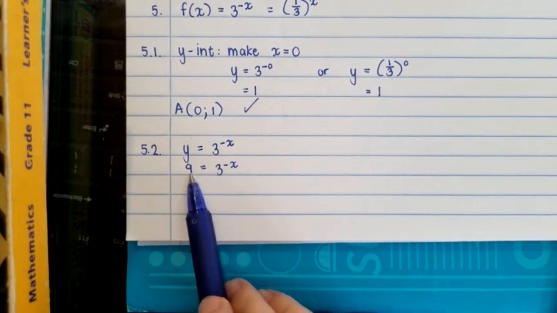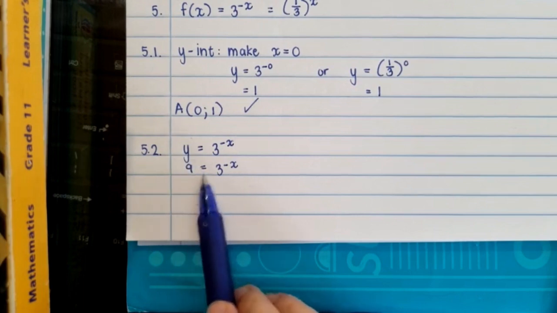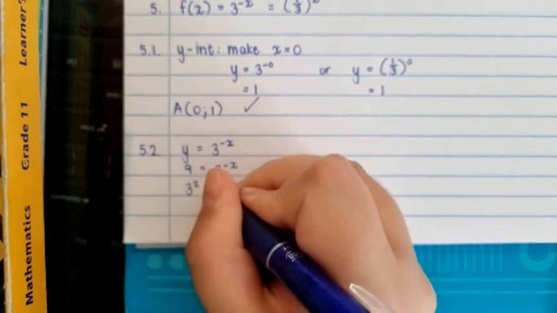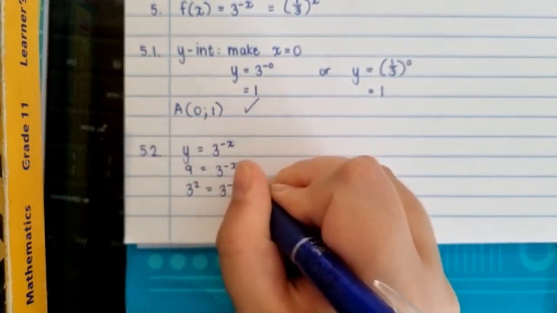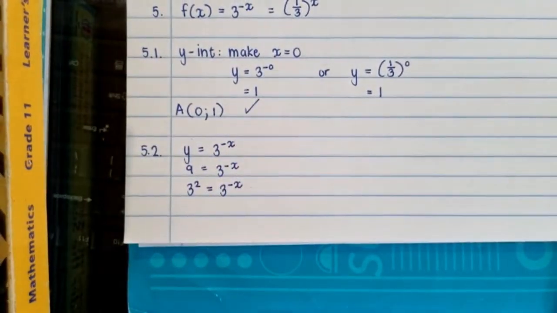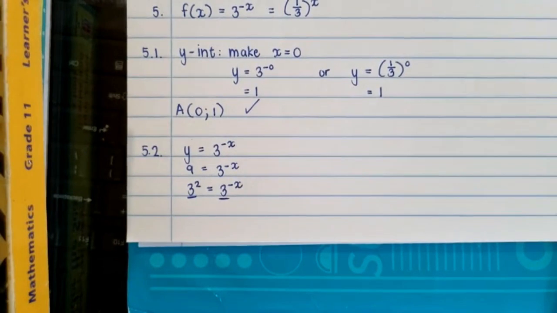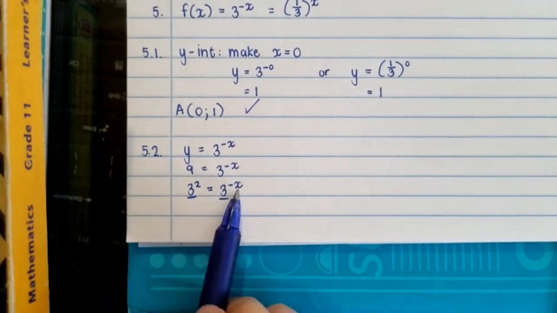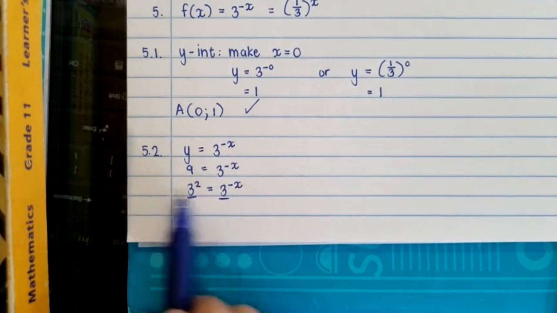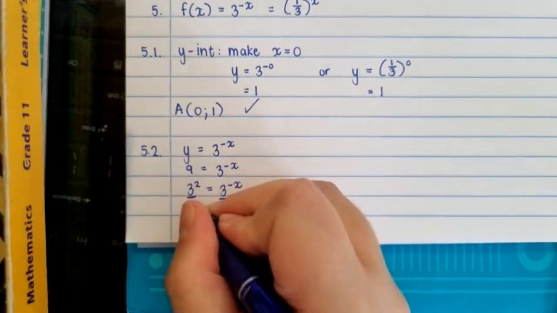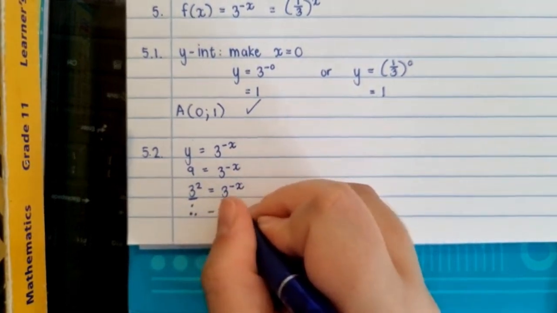So I'm trying to write 9 with the same base. I want to write 9 as 3 to the power of something. 3 squared, thank you. So 3 squared is equal to 3 to the negative x. Good, power of 2. So now we have the same bases. So in order for 3 to the power of 2 to be equal to 3 to the negative x, we are going to have to say that negative x must be equal to 2.